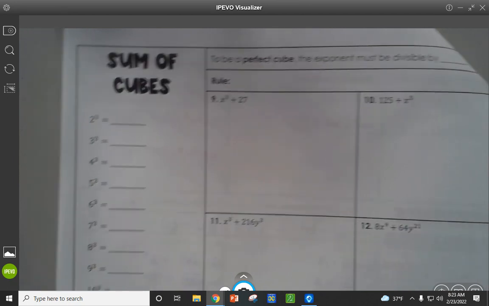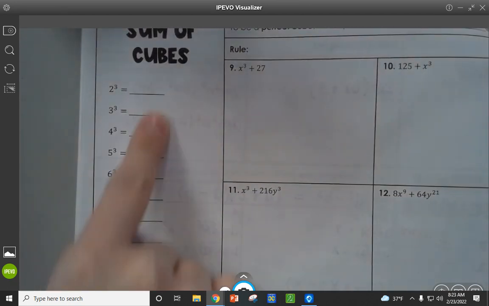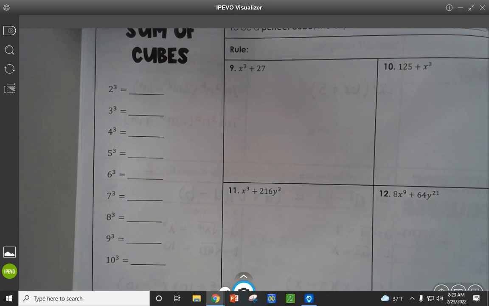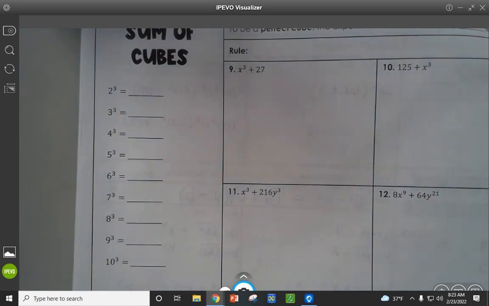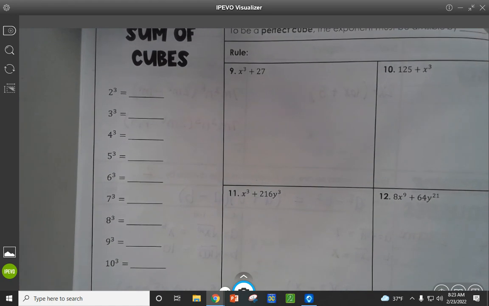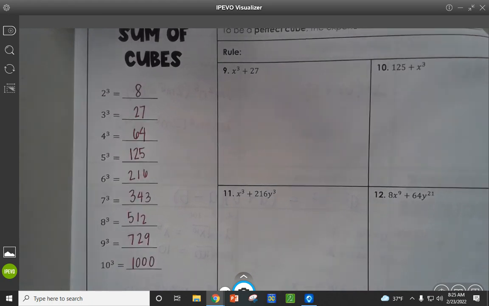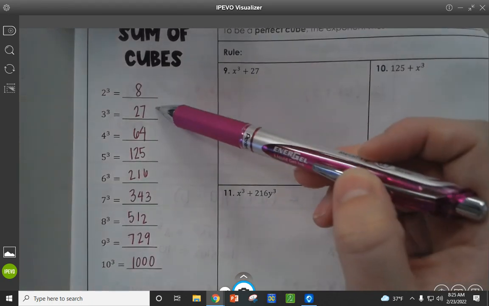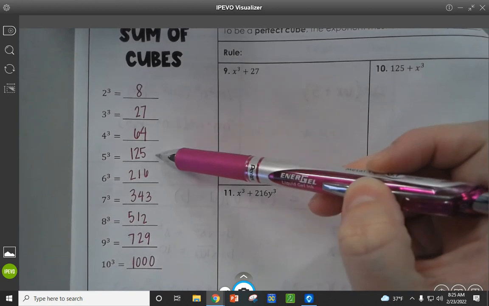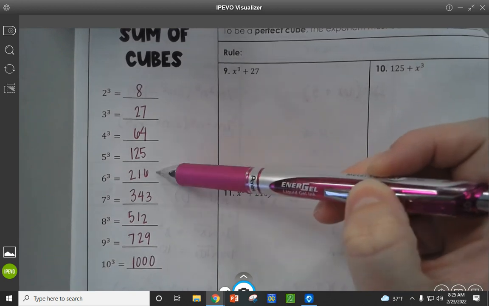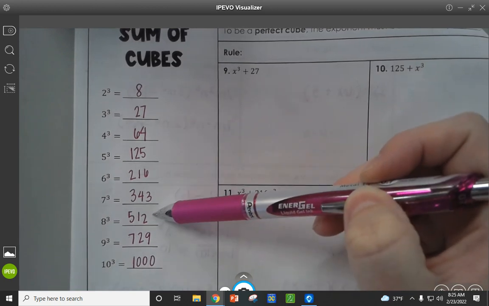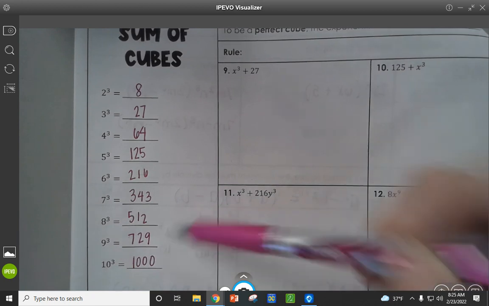So I want you to go ahead and fill in these first perfect cubes. Now, 1 is also a perfect cube. 1 times 1 times 1 is 1. So I didn't put that one on there. But go ahead and fill those out. So we have 8, 27, 64, 125, 216, 343, 512, 729, and 1000.